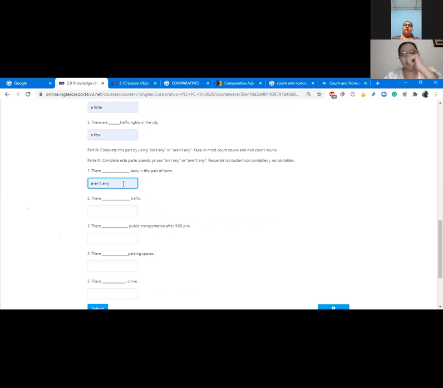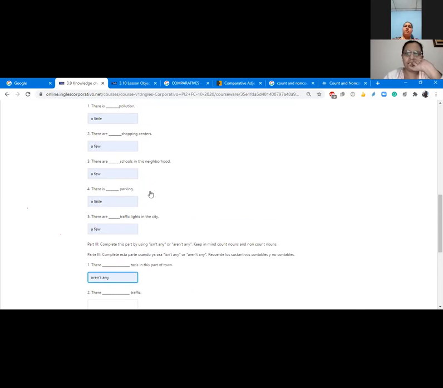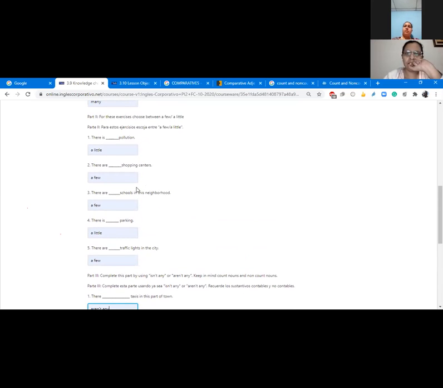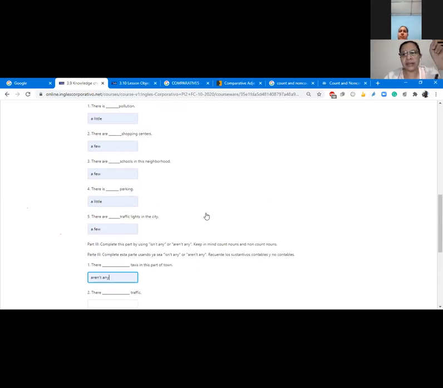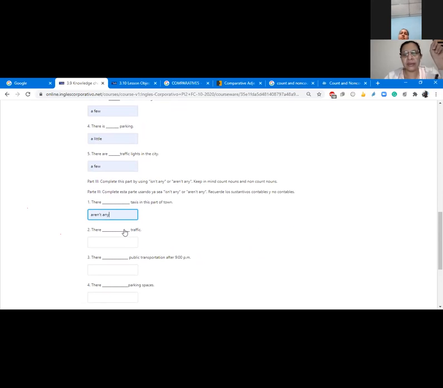Yes. But for example, look at these cases. When you say traffic lights, you can get confused, but in this case it's not the traffic, it's the lights, the semaphores, right? So the traffic lights, yes, you can count. But traffic is non-count, okay? And it's singular, correct. And then here you say there isn't or there aren't? There isn't any. Then you can use there isn't any traffic.